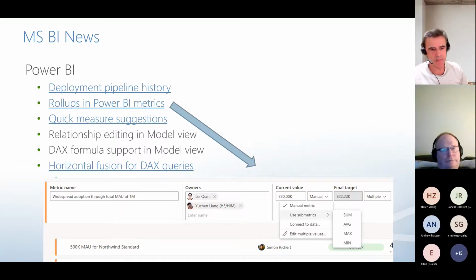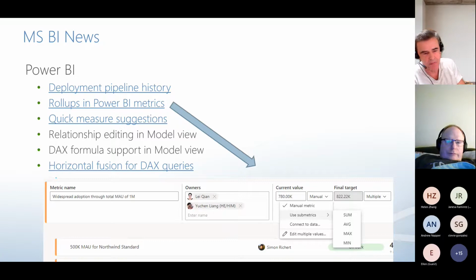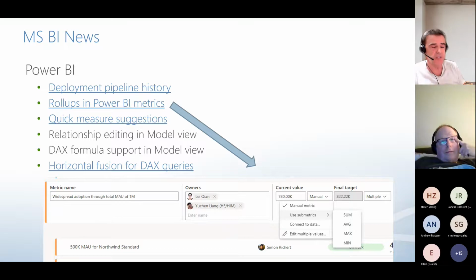But there were no roll-ups. So for instance, what if I want to see this sliced by customer or by unit or something? I couldn't do that. If I wanted to do this, I had to go to the modeling, to my model, and define KPIs in there, which we actually had for a long time in Analysis Services Tabular. So Microsoft kind of mitigates this with this feature.